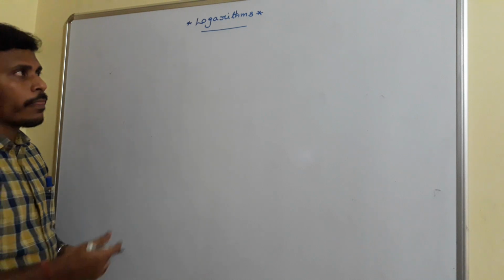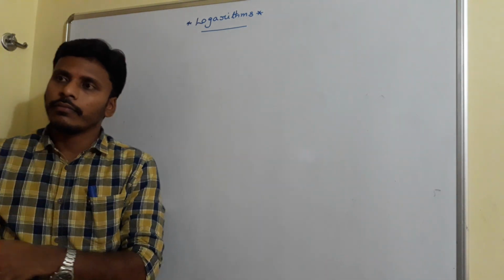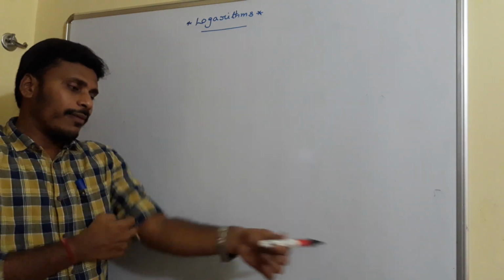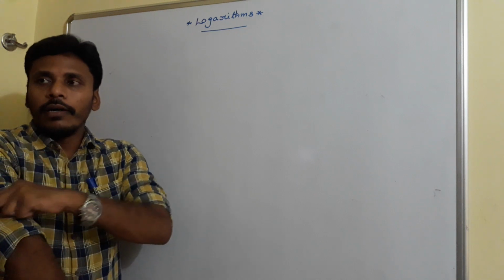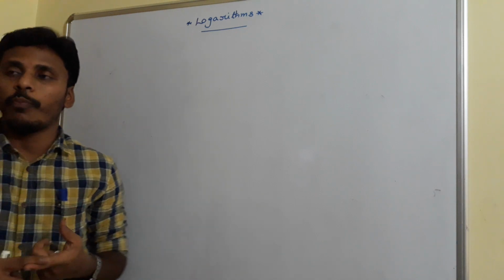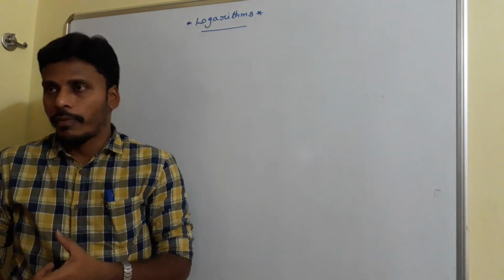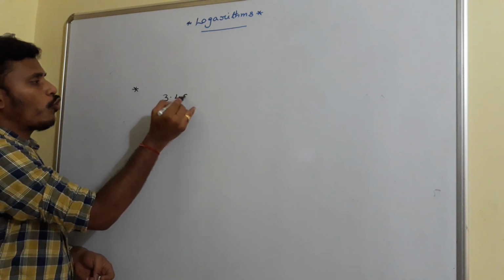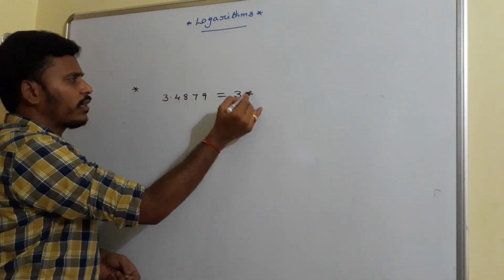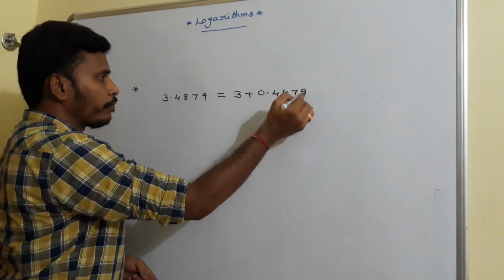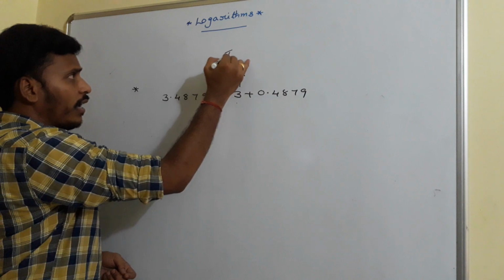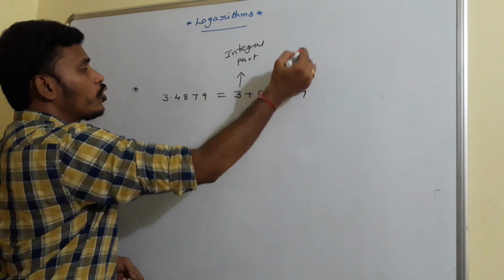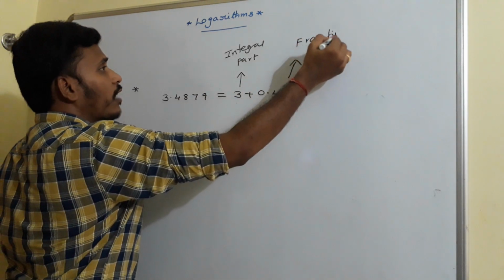Look here carefully. Sometimes, if you leave logarithms, think about usual numbers. Take any number, that number surely consists of two parts, integral part and the fractional part. Any number, not only logarithms, leave logarithms for some time. If you have 3.4879, you are able to write it like 3 plus 0.4879. And we say this 3 as the integral part, whereas this 0.4879 as the fractional part.